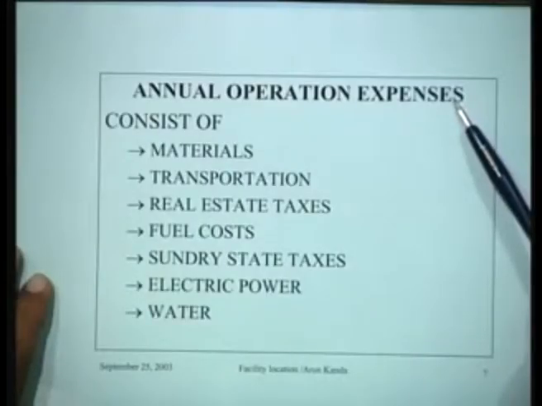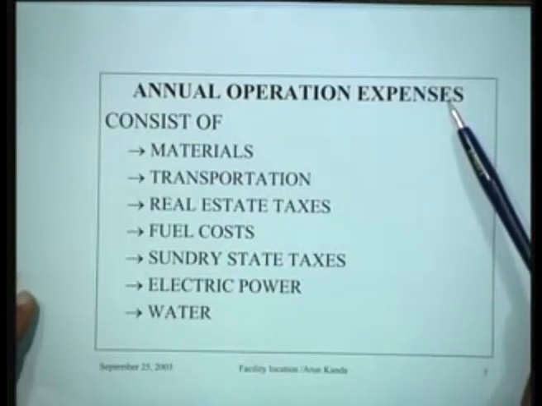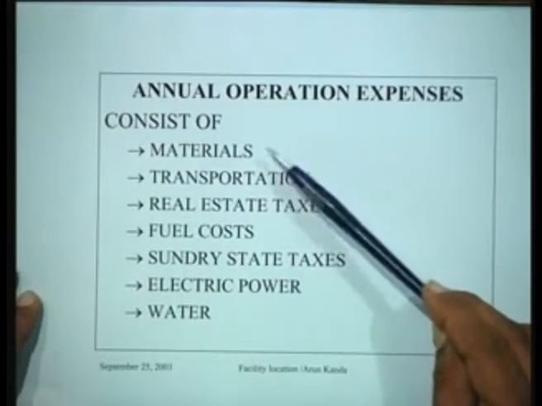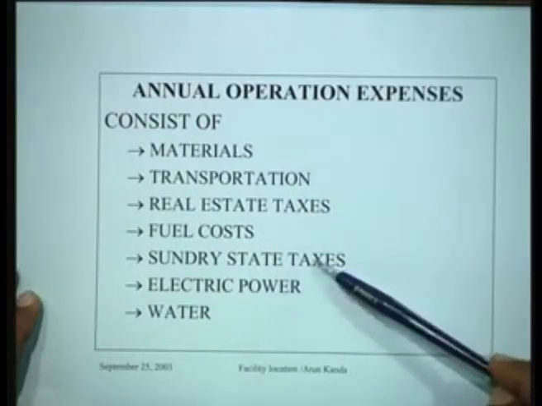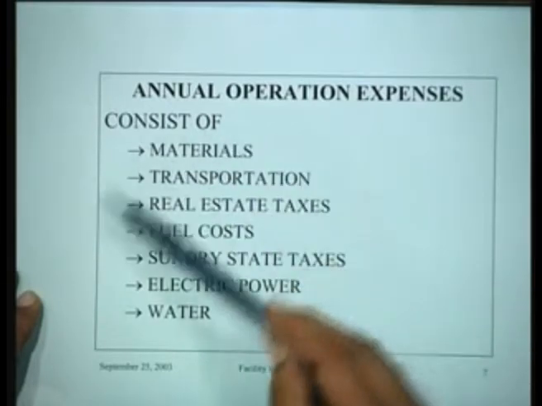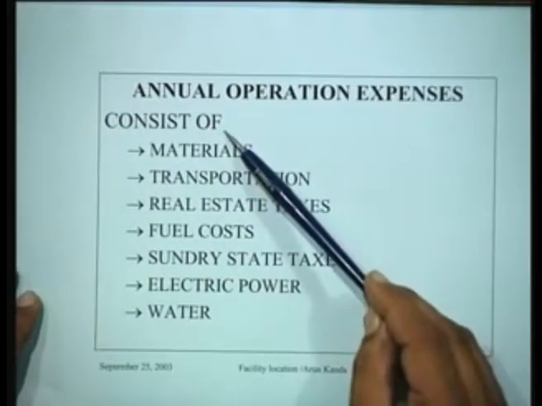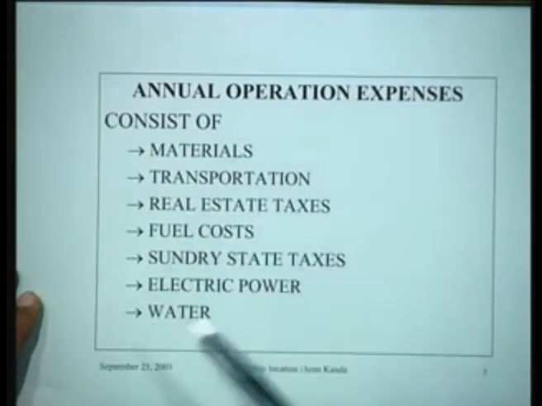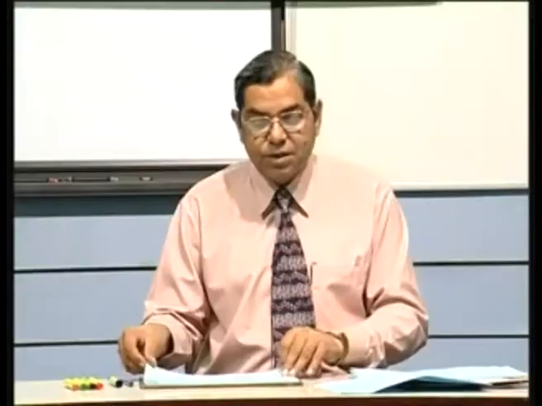Then another important factor that has to be considered is what is going to be the annual cost of operation at a particular site. The annual operational expenses for a plant will consist of typically things like the raw materials you consume, the transportation expenses, the real estate expenses, the fuel costs, the sundry state taxes, electric power and water. All these expenses would generally vary from location to location. So if you are trying to compute the annual cost of operation for different sites, you'll have to compare these relative costs and come up with a figure for the annual operating expenses at different sites.